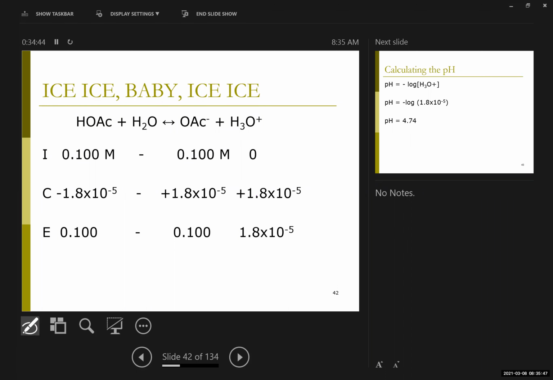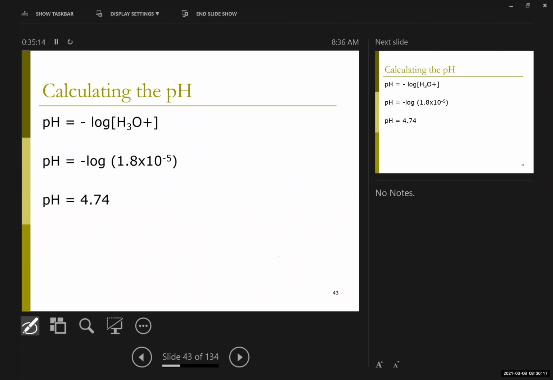And I could prove it, but I don't feel the need at the moment. The third reaction is going to give you exactly 0 change in that. And because I'm significantly greater than 10 to the minus 7 in the concentration of hydronium, I don't feel the need to tackle Kw. And so my pH should just be the negative log of the 1.8 times 10 to the minus 5.